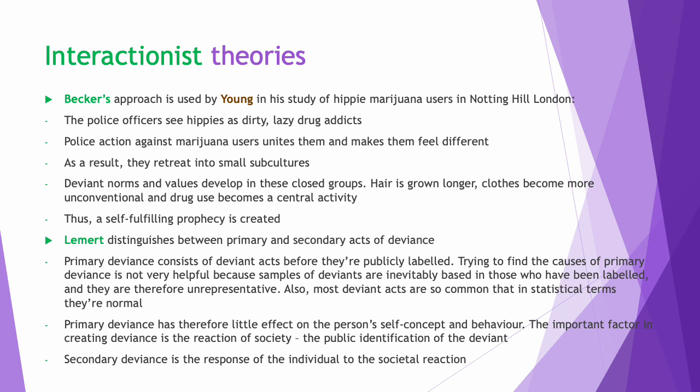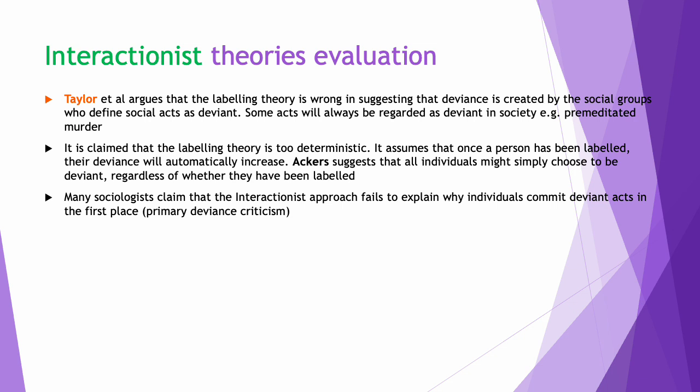The important factor in creating deviance is the reaction of society, the public identification of the deviant. Secondary deviance is the response of the individual to the societal reaction. Neo-Marxist Taylor argues that labelling theory is wrong in suggesting that deviance is created by the social groups who define social acts as deviant. Some acts will always be regarded as deviant in society.